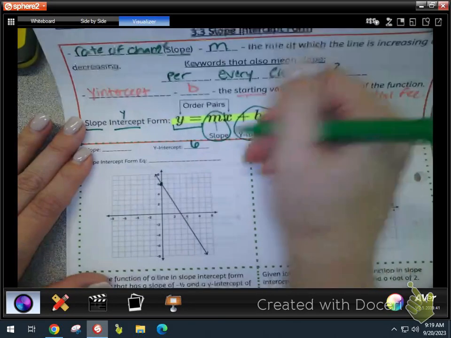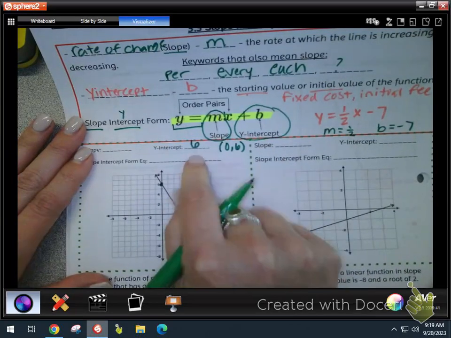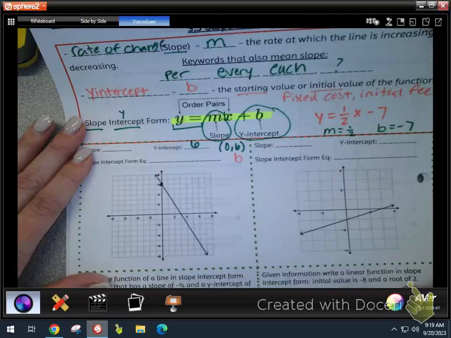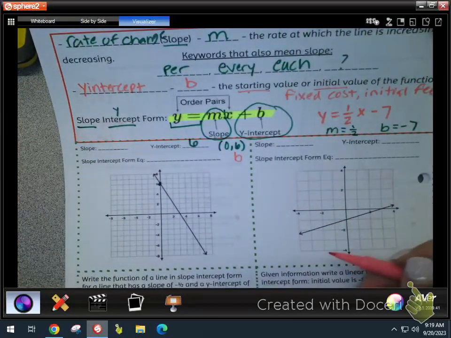So we can grab the number 6. I'm going to go ahead and write the ordered pair to the side. But we're actually just going to use that y value because, again, that number is our b. Okay, and we can just grab that real quick. But the other thing that we need is the slope.